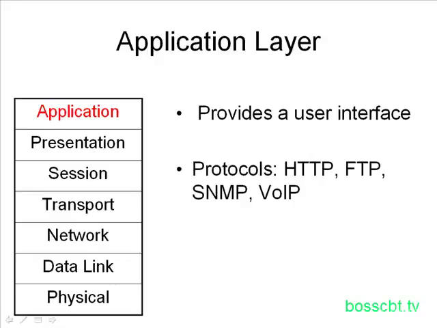Now, some examples of protocols that you'll find on the application layer are HTTP for going to websites, FTP and SNMP, and even voice over IP. All right, so those are the main characteristics and attributes of the application layer. Let's go ahead now and move one down to the presentation layer.